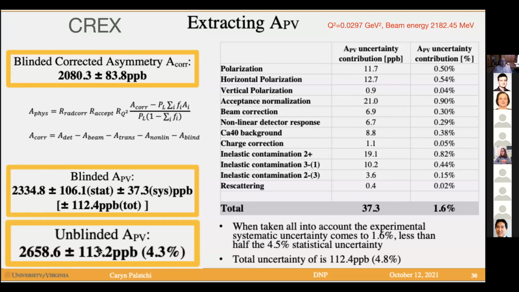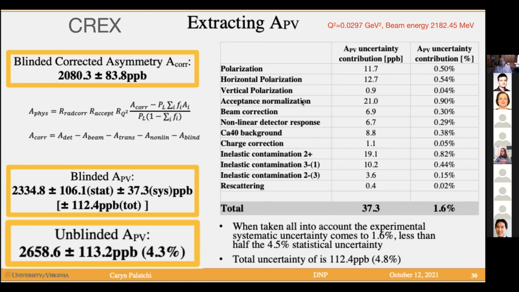And this uncertainty, 4.3%, that uncertainty is mostly statistics and a small contribution from systematic errors. So a great deal of work has gone into controlling the systematic errors. And here's a list of a number of the systematic errors for the experiment. Let me just comment on a couple of these.